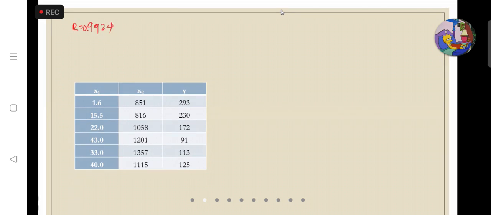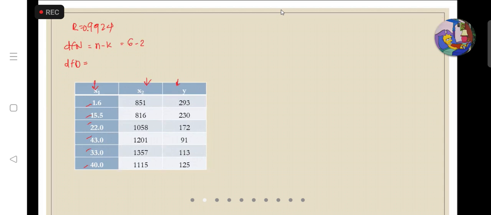Okay, so let's first solve for the degrees of freedom of the numerator and the degrees of freedom for the denominator. Our degrees of freedom for the numerator is n minus k. Our n is 1, 2, 3, 4, 5, 6. 6 minus 2. Okay, 2 ang independent variables, which are x1 and x2.